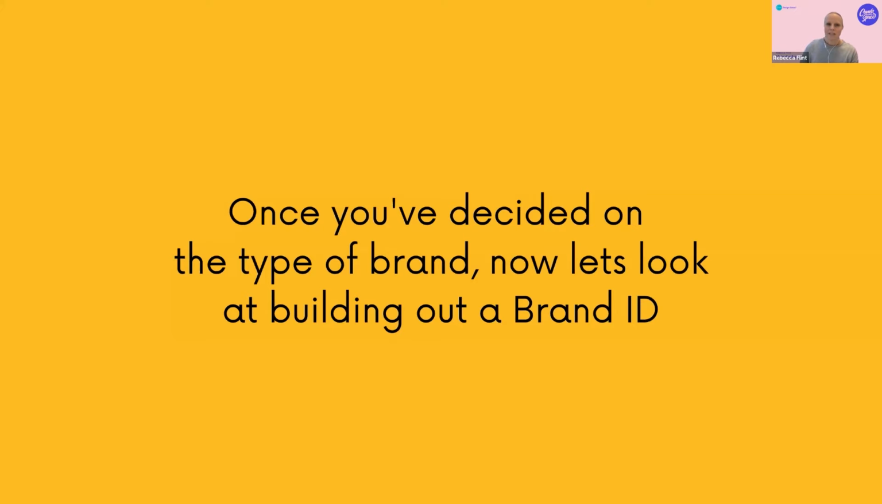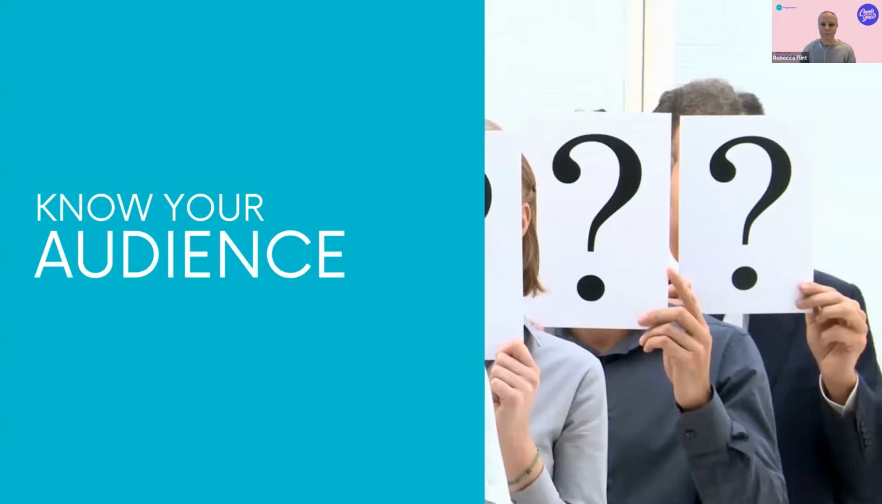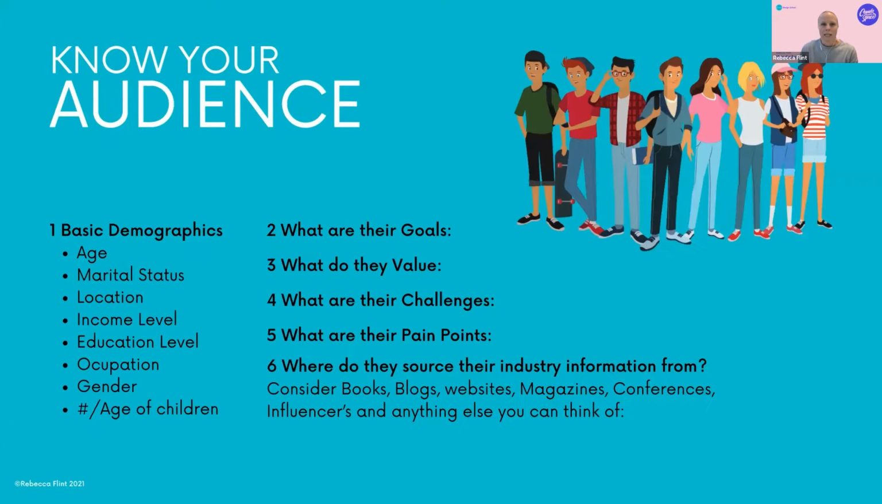Once you've decided on the type of brand that you need, you can start to look at building out your brand identity. And at the foundation of building any good brand identity or branding strategy, you need to know your audience. You can take a screenshot of this if you like, but basically, if you work through these 6 areas, you will be able to get a very good snapshot of the audience that you are targeting for your business. Now, why does this matter?